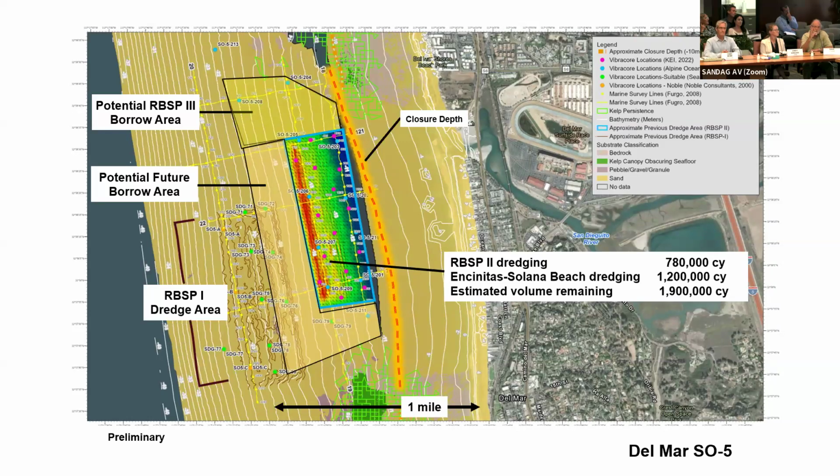Same problem in the north. So we can only expand it north-south so far. But again, if this deems feasible, there's another 2 or 4 million yards of material in an expanded borrow area here in Del Mar.